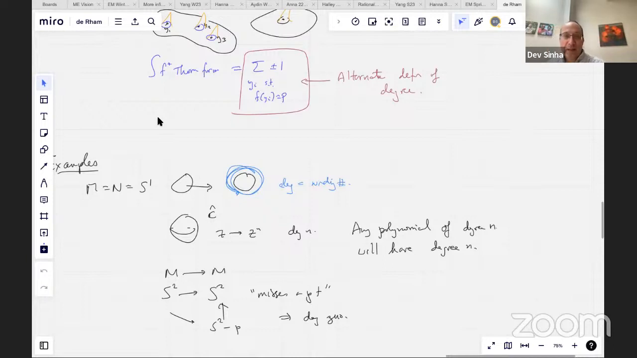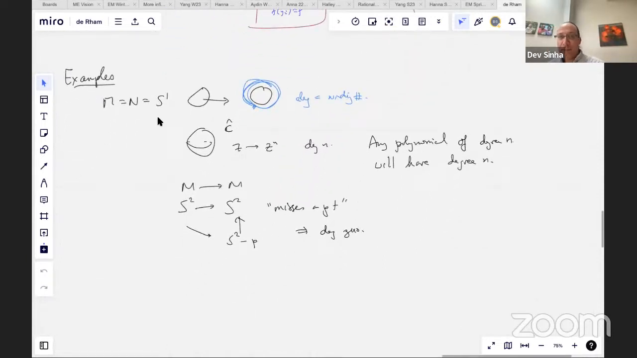Let's see. Give you some more examples. One of my favorite ones is I can take a genus 3 surface that I make as follows.